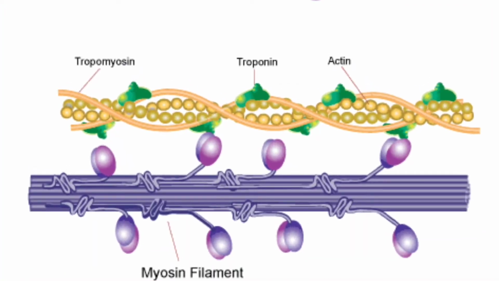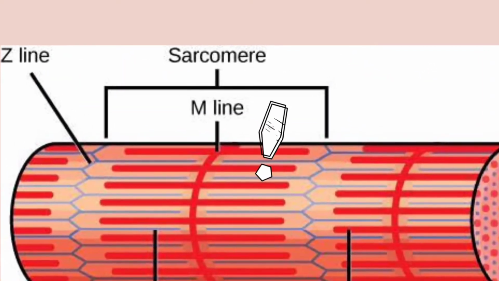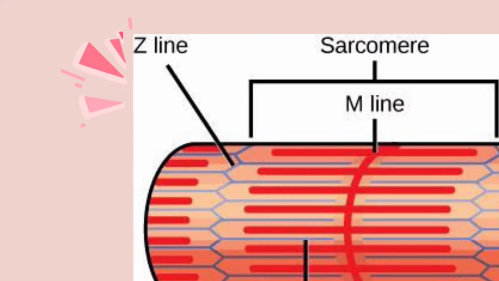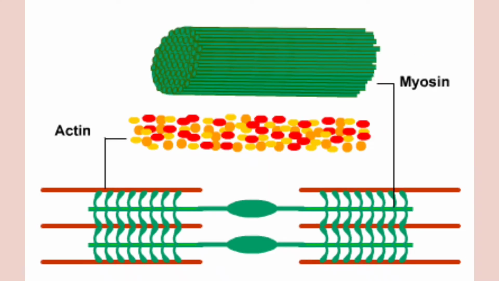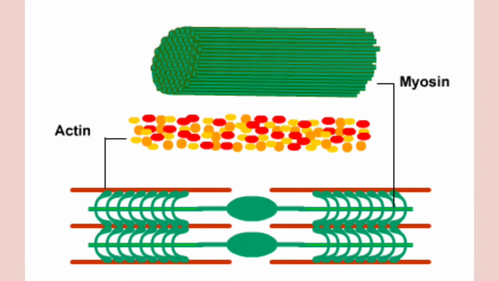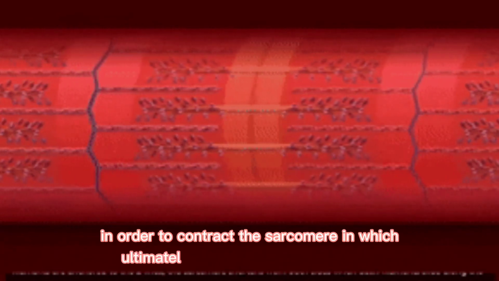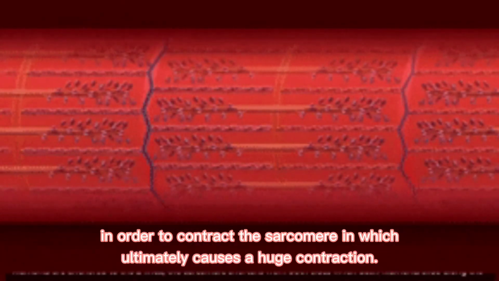Let's start with the myosin. Myosin is a part of the thick filament and is bound to the M line. We also have actin, which is attached to the Z line on the outer sides of the sarcomere. And then actin and myosin work together in order to contract the sarcomere, which ultimately causes a huge contraction.